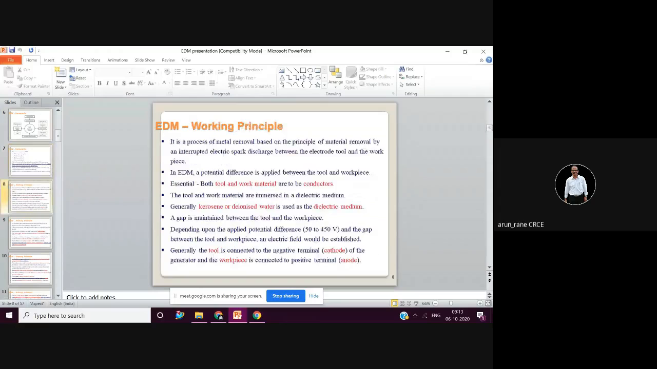So here we were at the EDM working principle. The limitation is that both the tool and the work material have to be conductors. Then kerosene or deionized water is used as the dielectric medium. This is important: either kerosene or deionized water. You will come to know why.